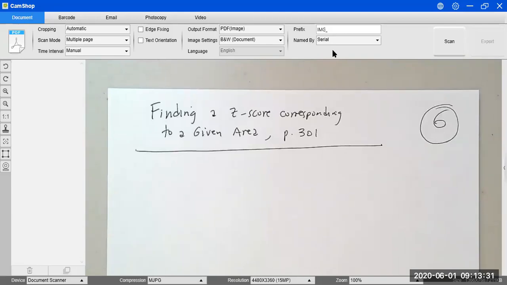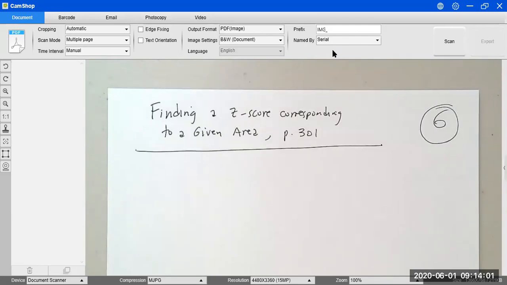Now we're going to continue with our section 7.1. Now we're going to work on the inverse problem. Given an area, we're going to find the corresponding quantile. In this case, since we are using the standard normal distribution, that quantile is just the z-score. So we're going to find a z-score corresponding to a given area, and that is described on page 301 of your book. We're going to start right away with example 7.7.